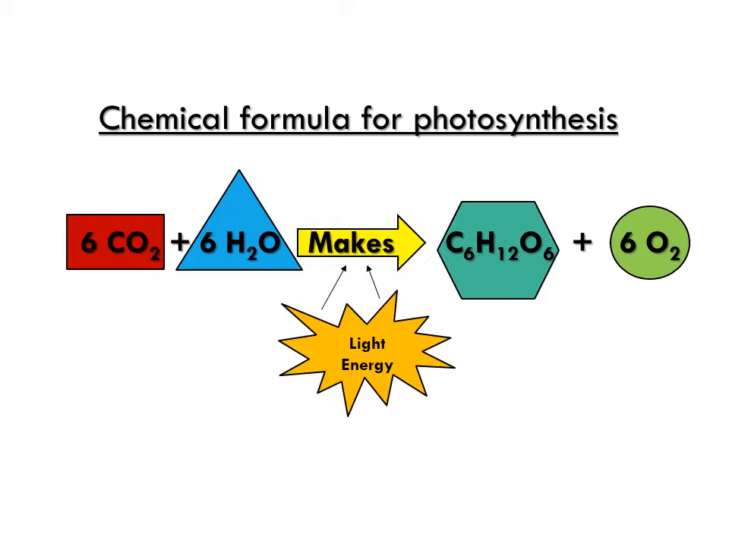So anyway, let me mention what the formula actually is. We have carbon dioxide, we have water, and we have light energy from the sun. And those things, in the process of photosynthesis, make sugar, C6H12O6, and oxygen gas. Now, this is pretty nice because we want both sugars and we want oxygen gas to survive.